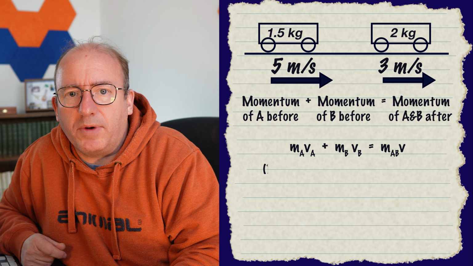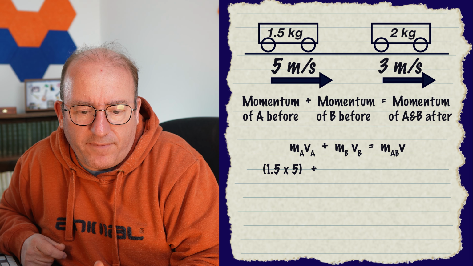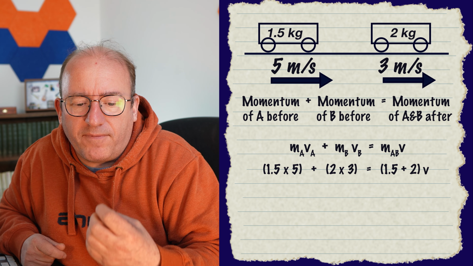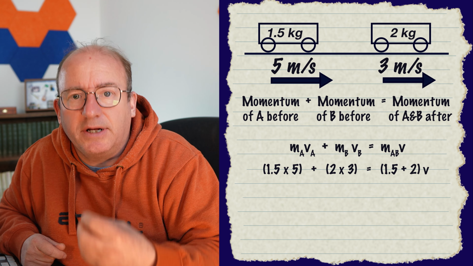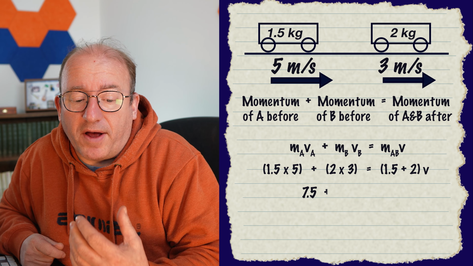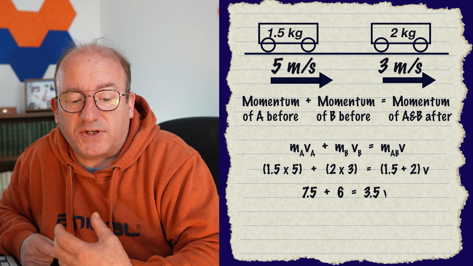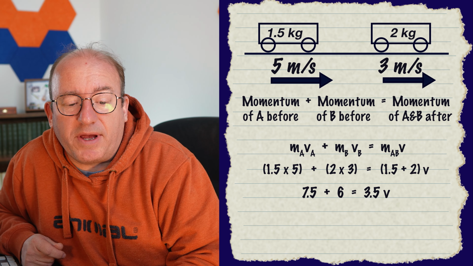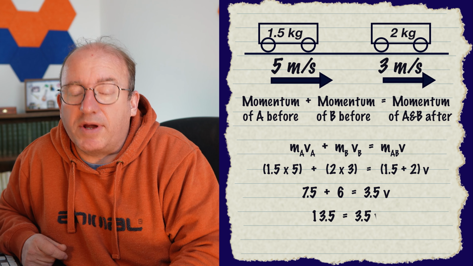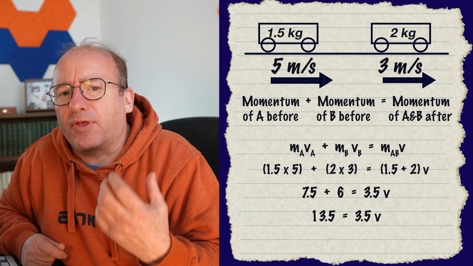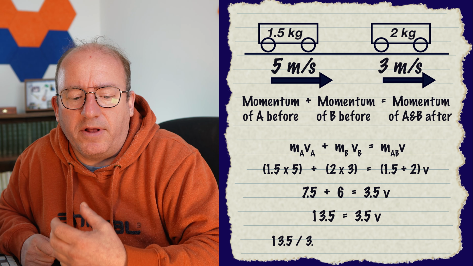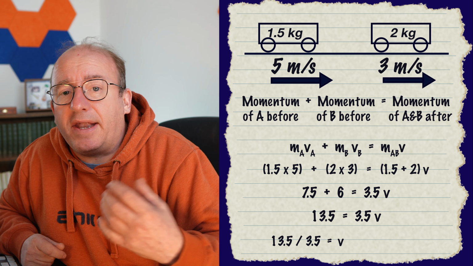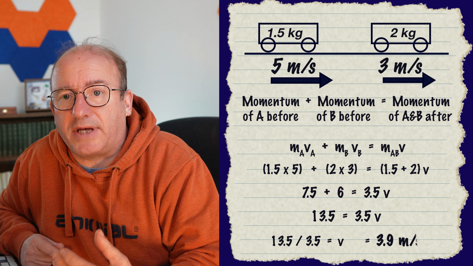Putting some numbers in, we get 1.5 times 5 plus 2 times 3 equals 1.5 plus 2 for the total mass times V. If we simplify that, we then get 7.5 plus 6 equals 3.5 V. Simplifying it even further, we get 13.5 equals 3.5 V. We now move the 3.5 over to get the V on its own, and we get 13.5 divided by 3.5 equals V, and that equals 3.9 meters per second.